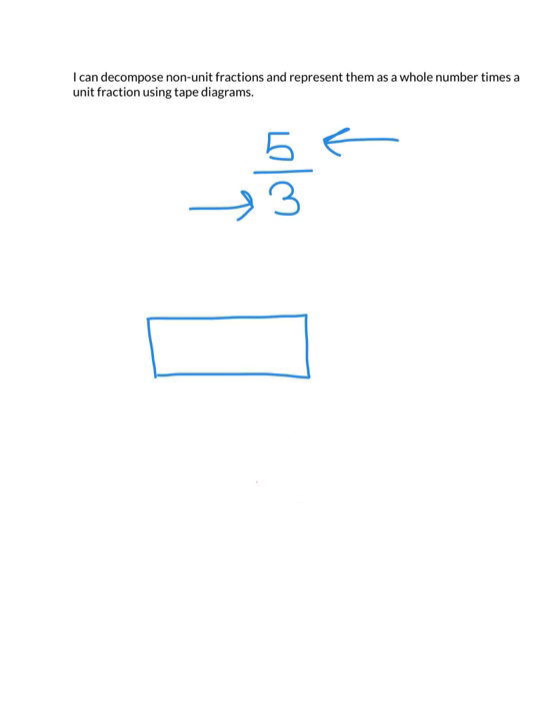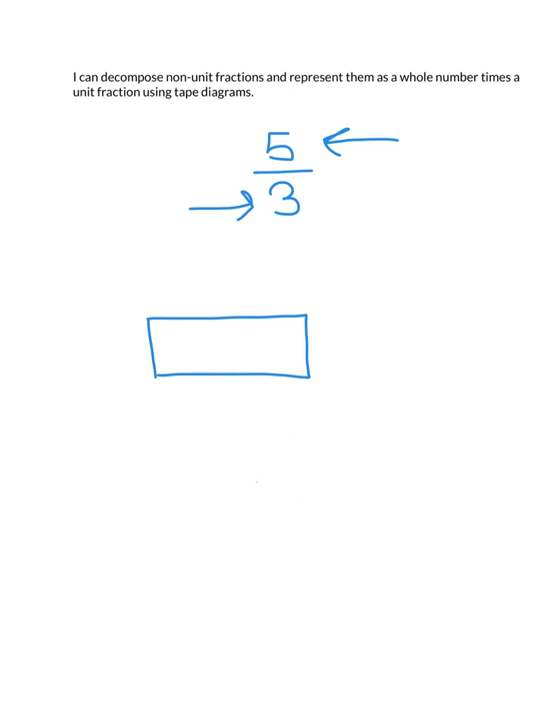Okay, one more problem. This time, instead of starting with the tape diagram, let's say I started with the fraction 5/3. And I wanted to represent 5/3 using a tape diagram and then also show that as a whole number times a unit fraction. So I know that I'm working with thirds. I can see that because the denominator tells me that we're working with thirds. So I'm going to set up a tape diagram. I'm also going to notice that we're working with 5/3. So even though we're working with thirds, we're working with 5 of them.